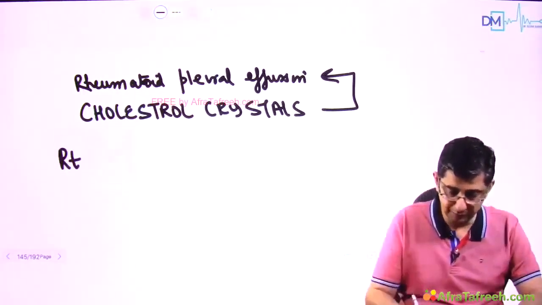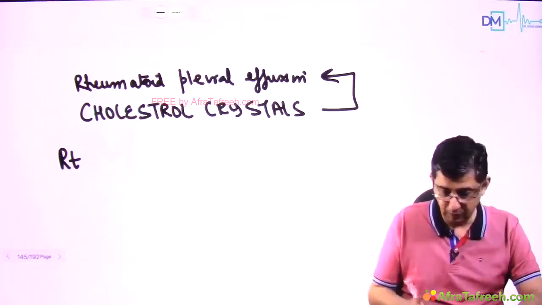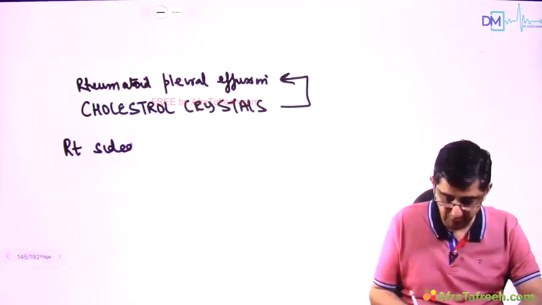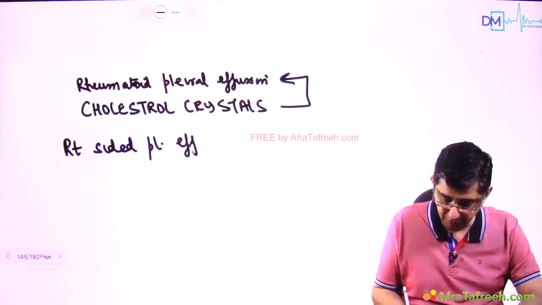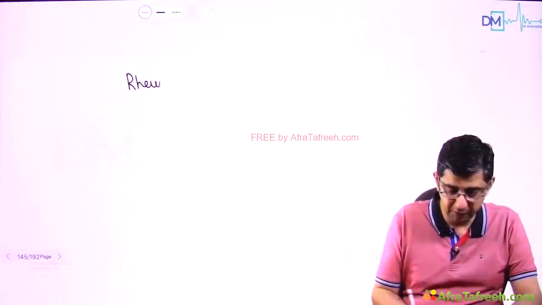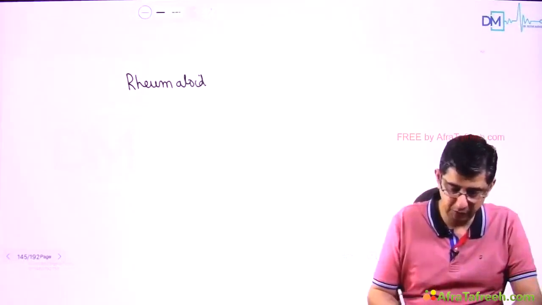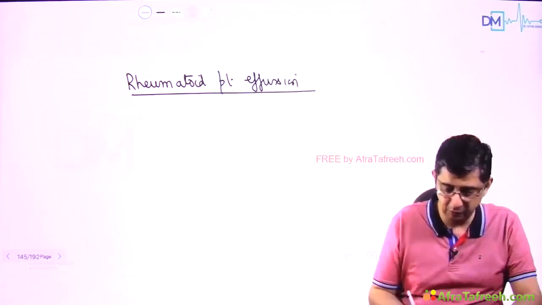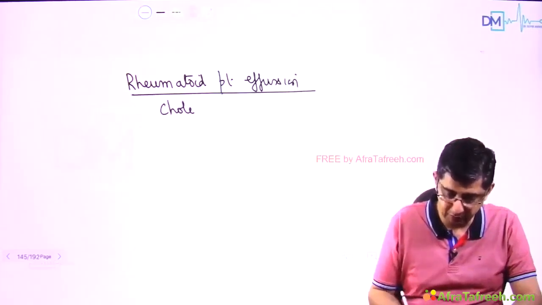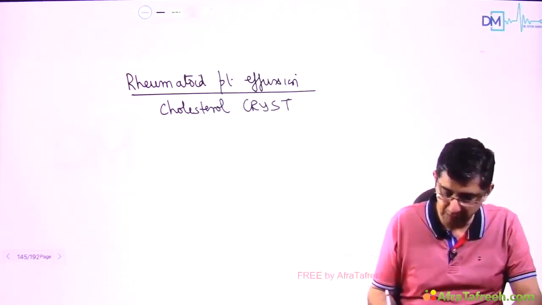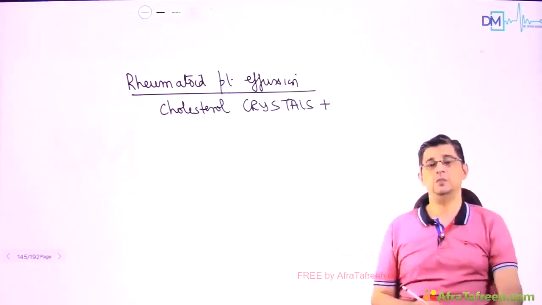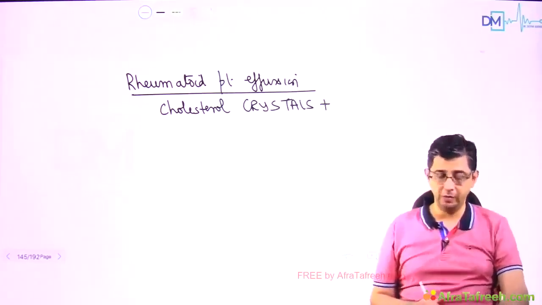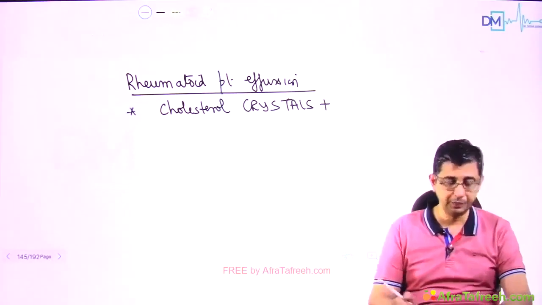Right-sided pleural effusion. Right-sided pleural effusion is a characteristic feature that is encountered in patients. So remember my words, guys, especially with respect to rheumatoid pleural effusion, it will definitely satisfy the Light's criteria, but one of the special findings of rheumatoid pleural effusion would be presence of cholesterol crystals. That is very characteristic and easy to identify. Cholesterol crystals on microscopic examination are a feature of rheumatoid pleural effusion following the Light's criteria.